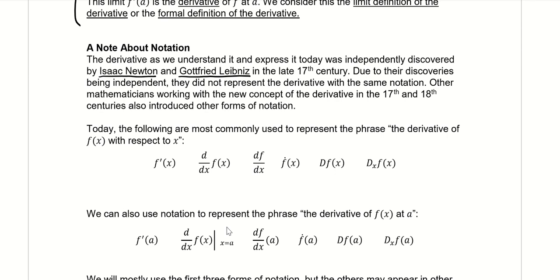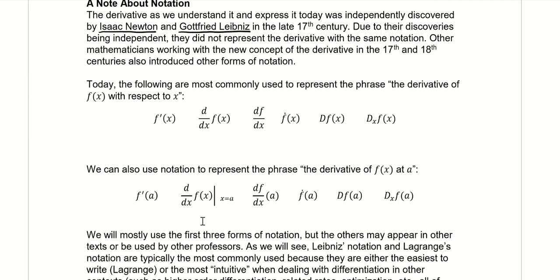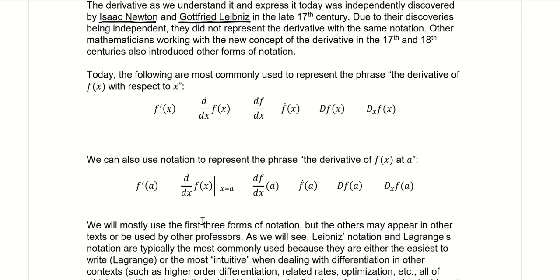And other mathematicians working around the same time and a little bit later also introduced other forms of notation. So basically all I'm saying here is there are several different ways to denote the derivative because a lot of different people were working on it, and so there were a lot of different ways to express it. So nowadays there are several commonly used forms to represent this phrase, the derivative of f of x with respect to x. So differentiating a function with respect to a certain variable.